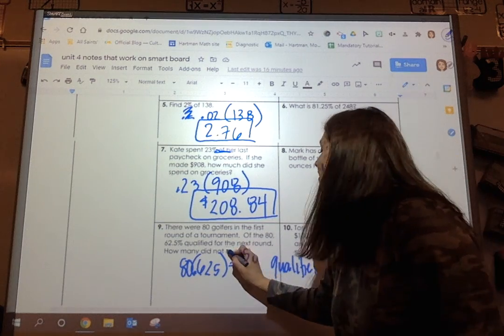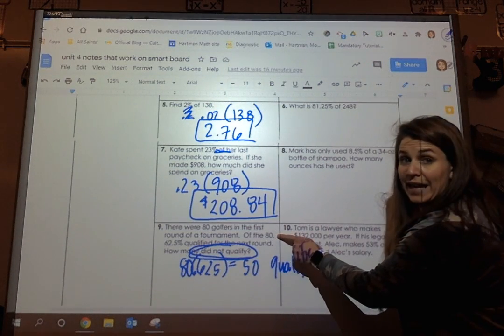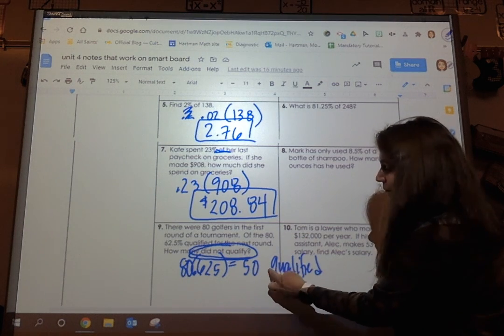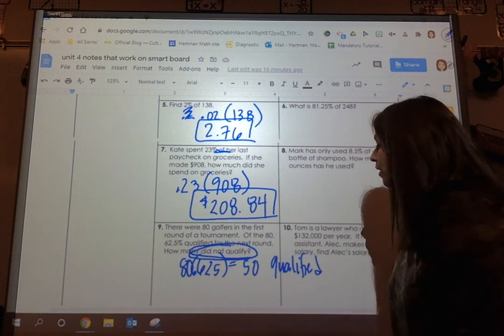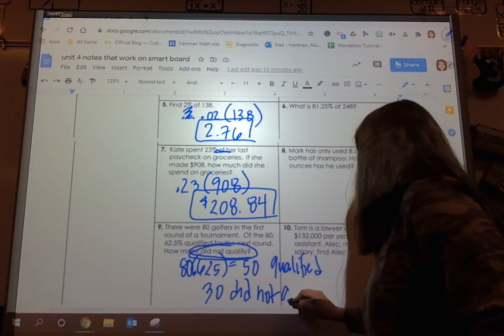These are the ones that qualified. My question's asking, did not qualify. Well, if there was a total of 80, 50 qualified, how many didn't qualify? Well, the other 30. 30 did not qualify.